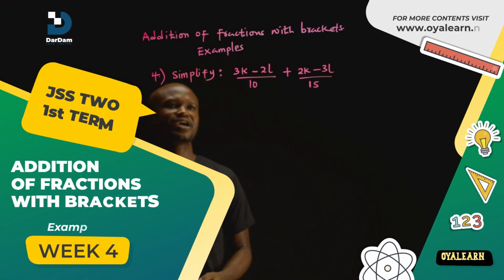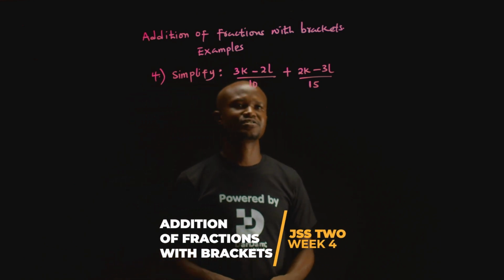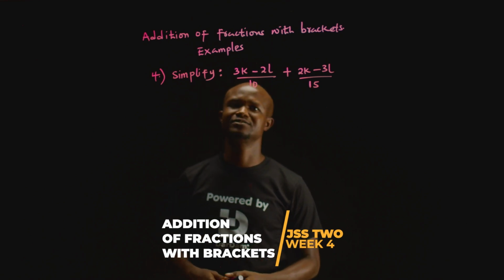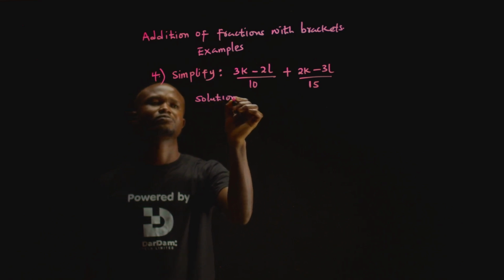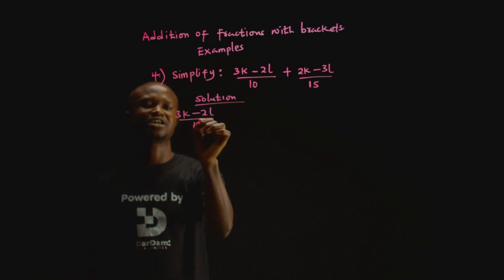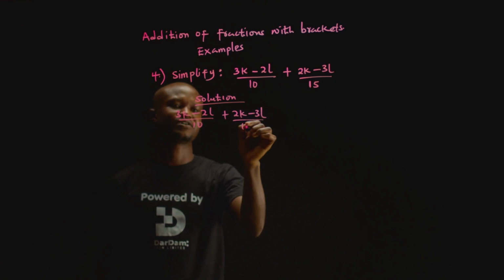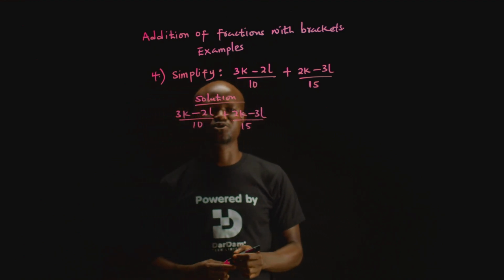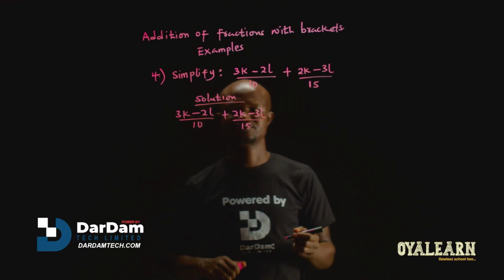Simplify (3k minus 2l) divided by 10 plus (2k minus 3l) divided by 15. Solution. We have (3k minus 2l) divided by 10 plus (2k minus 3l) divided by 15. What's the first thing to do? The first thing to do is to determine the LCM of the denominators.